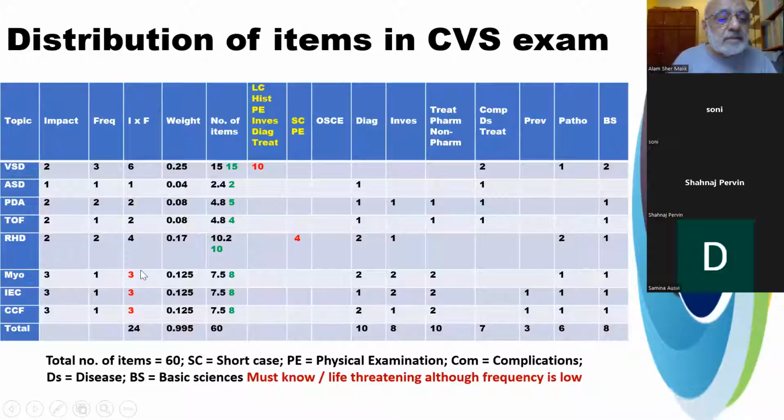Now, an important thing here is that some of the conditions may not be very frequent, but they are life-threatening. So they must be given adequate weight; in fact, they must be part of the assessment. Then we calculate the weight and number of items and round up the items. For example, here VSD, the total number comes around 15 questions. And then we can see what portion can be examined in the clinical examination, like long case, history taking, physical examination, investigation, et cetera, or we can have questions in different parts of that topic, including pathogenesis and basic sciences and prevention, complications of the treatment or complication of the disease.